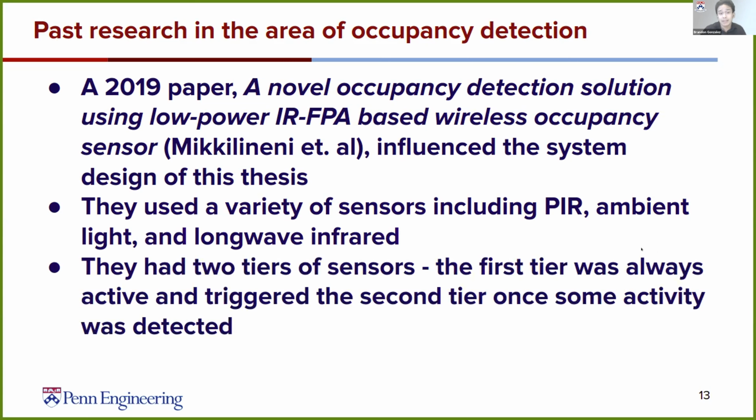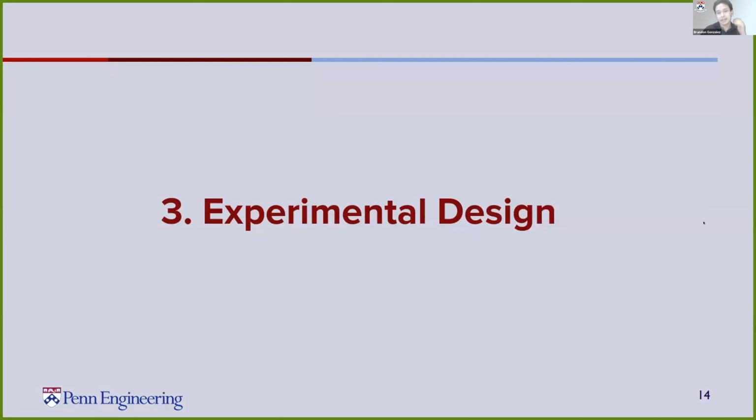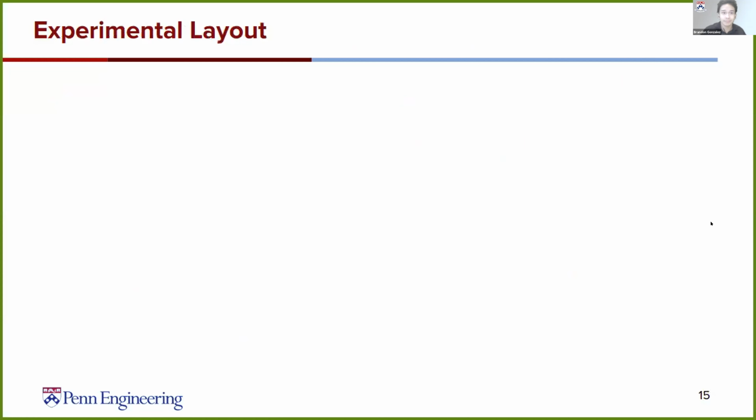And one idea that I liked in this paper was that they had different tiers of sensors. So the first tier of sensors were always active and looking for some kind of motion in the environment. And then once that tier detected something, it triggered the second tier, which then gave a more refined view of the scene. And otherwise the second tier was just asleep. So this idea is going to show up a little bit later in the experimental design of the system. So with that said, we'll get into the experimental design of the hybrid sensor system.